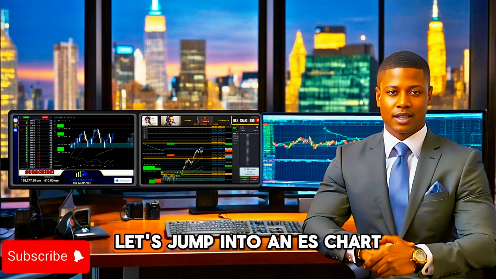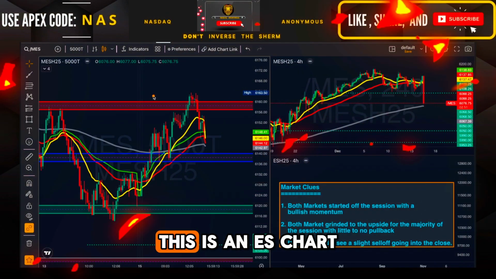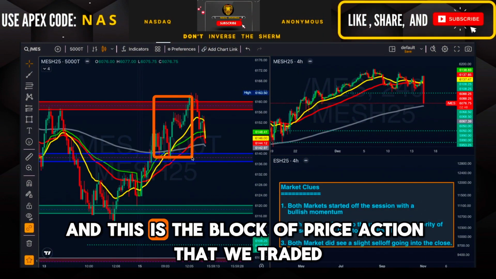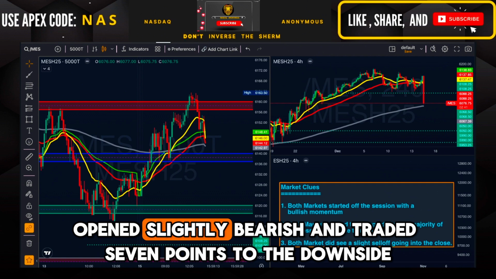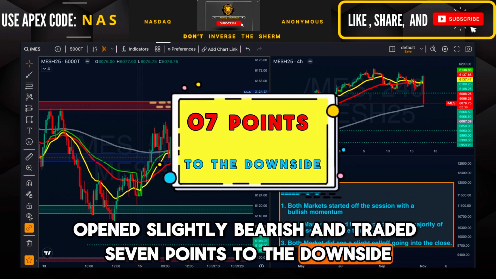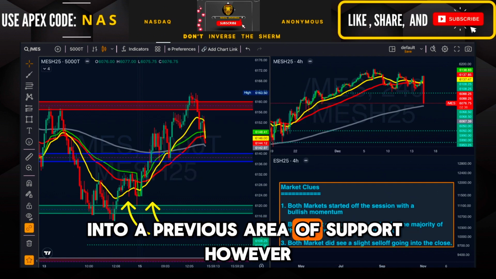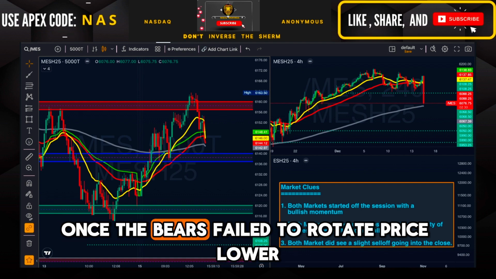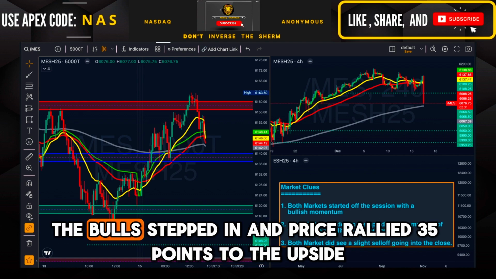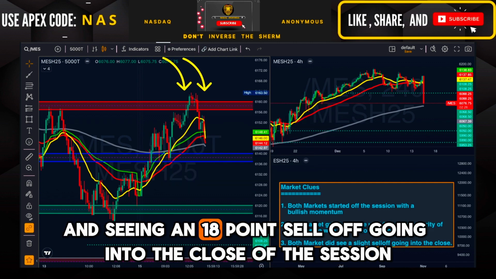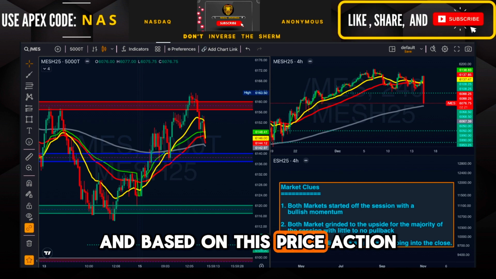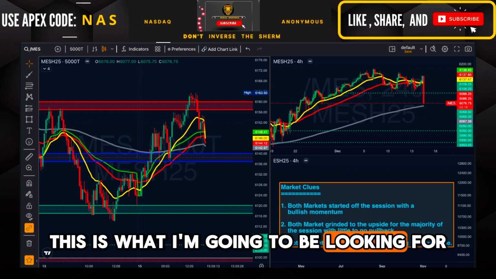And with that said, let's jump into an ES chart. This is an ES chart, and this is the block of price action that we traded during today's stream. And during the overnight session, the E-mini S&P opened slightly bearish and traded 7 points to the downside into a previous area of support. However, once the bears failed to rotate price lower, the bulls stepped in and price rallied 35 points to the upside, seeing an 18-point sell-off going into the close of the session. And based on this price action, this is what I'm going to be looking for.